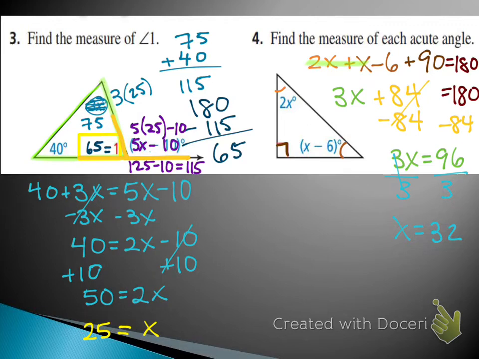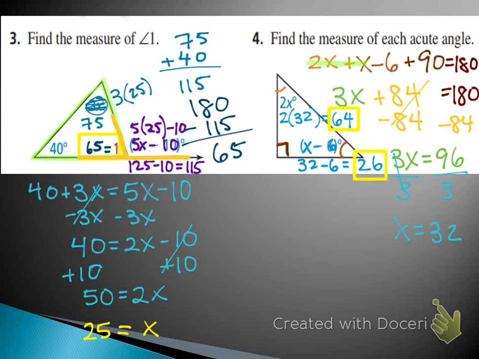All right, so we want to find our two acute angles. So 2 times 32 is 64. So there's our first one. And then our second is x minus 6. So 32 minus 6, which is 26. Perfect.